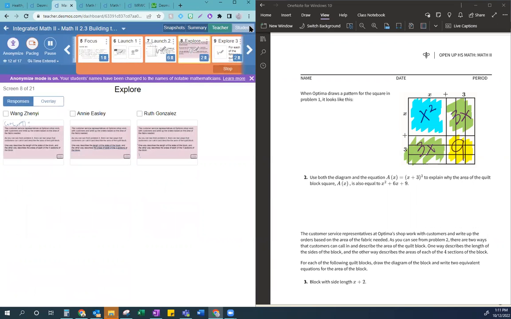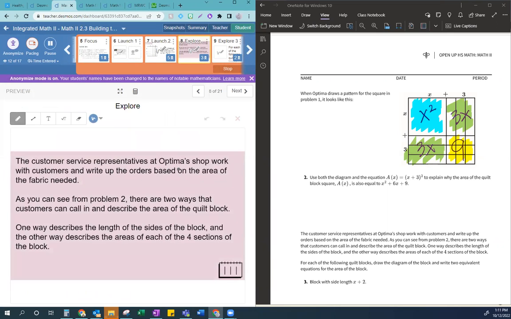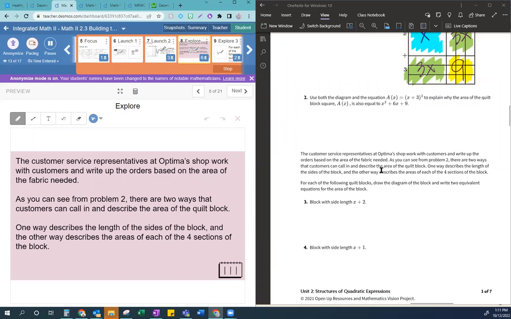Okay, so the next little slide says the customer service representative at Optimus Shop works with customers and writes up the orders based on the area of fabric needed. That makes sense. As you can see from problem 2, there are 2 ways that customers can call in and describe their area block quilts. So one of the ways is this. I'm just going to make it really, really big so it's very obvious. One of the ways is this, x plus 3 quantity squared, and the other way was x squared plus 6x plus 9.